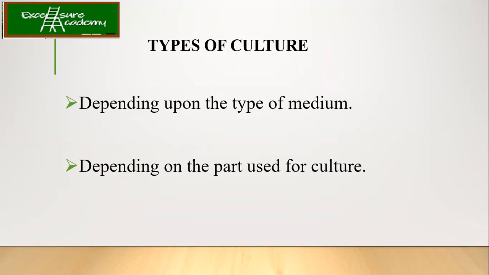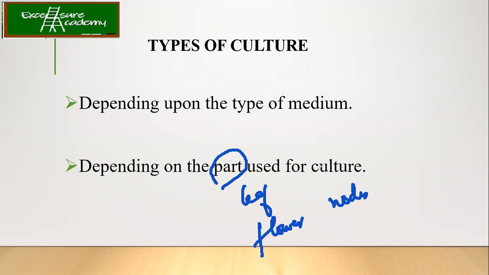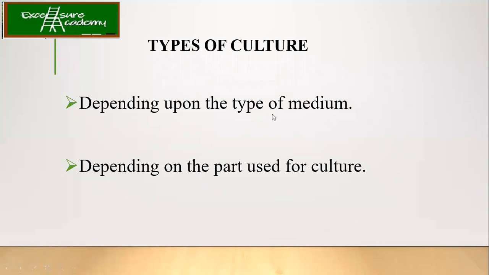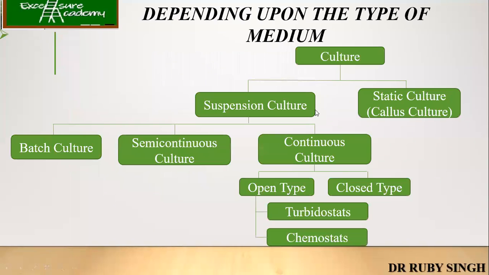So depending on that, we have got different types of culture and depending on the part used for the culture. So what does it mean over here? It means whether you're going to use the leaf or flower or nodes or internodes or the meristematic tissue. So different parts of the plant, whatever you use, depending on that you have got different types of culture. Okay. So first what we are going to talk about is depending on the type of the medium used.